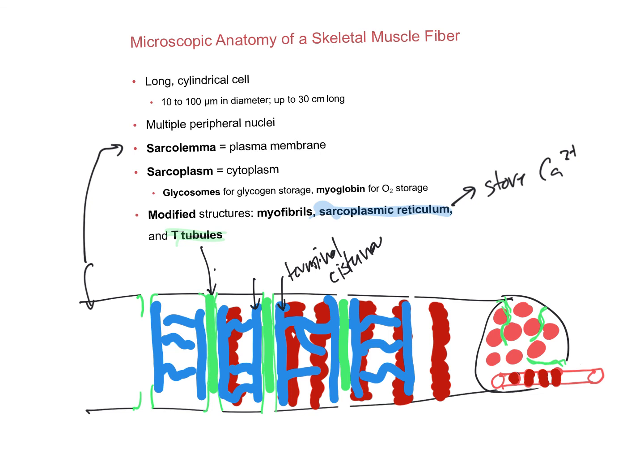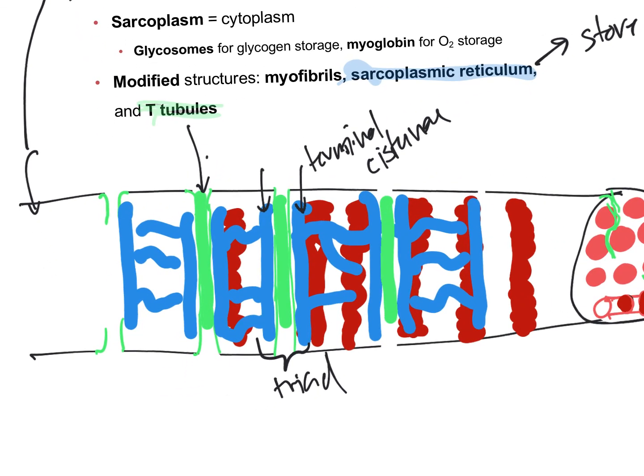That pattern of three, right, of these three things is called a triad. 2 plus 1, last time I checked, my math, non-common core, is 3. Triad, 3. Two terminal cisternae and a transverse tubule. And it happens at regular intervals. Okay? Questions on that?